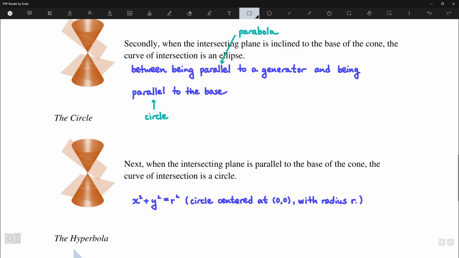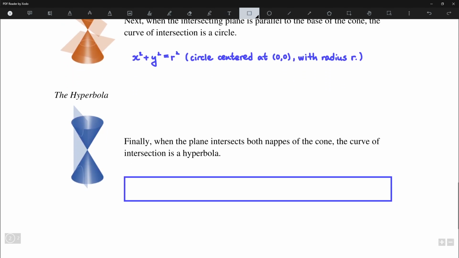The last one is the hyperbola. When the plane intersects both naps of the cone, the curve of intersection is a hyperbola. Another way of thinking about this is that it passes through both naps, but does not pass through the vertex.